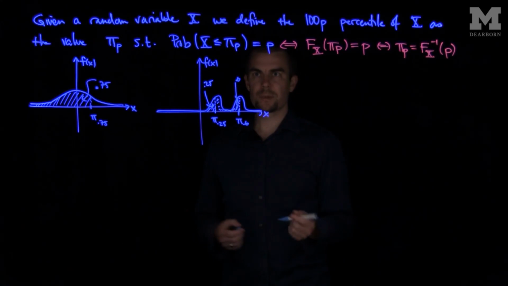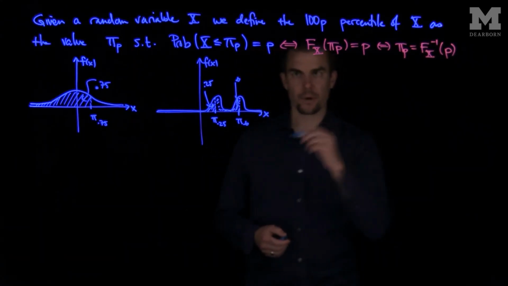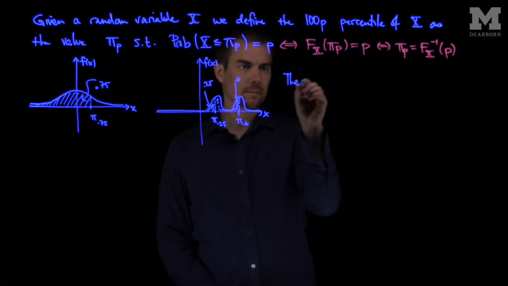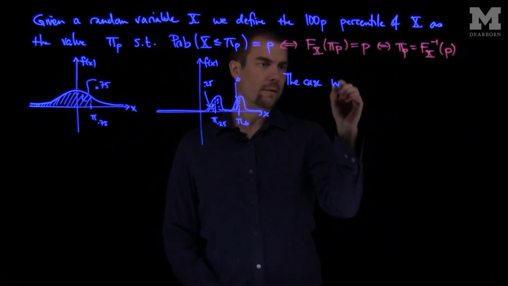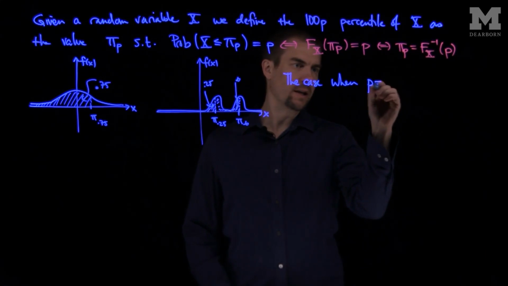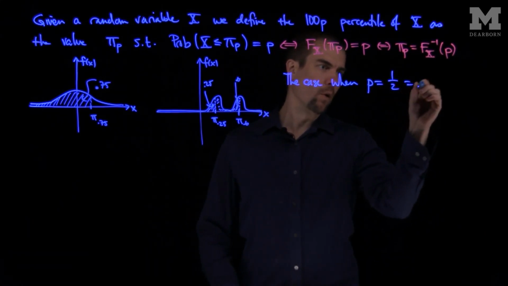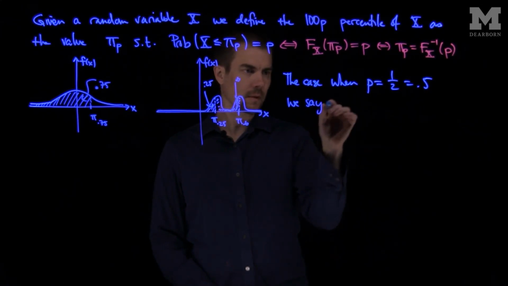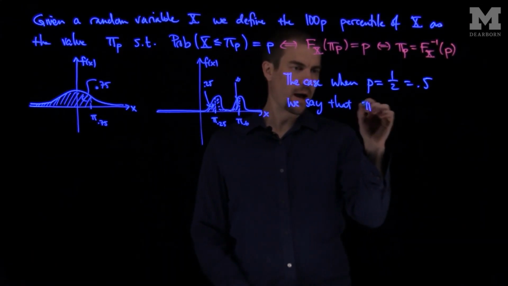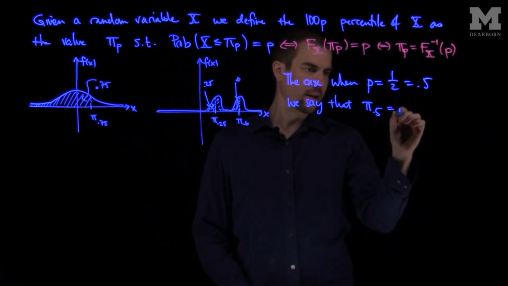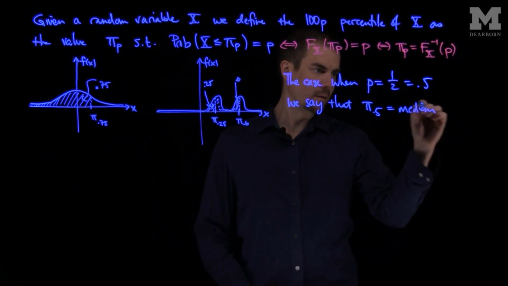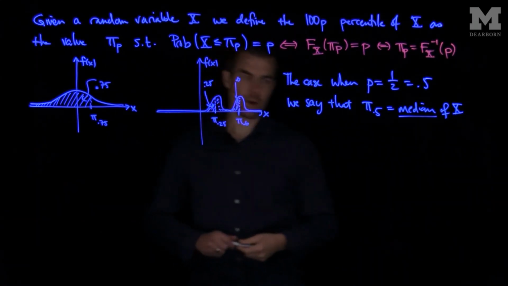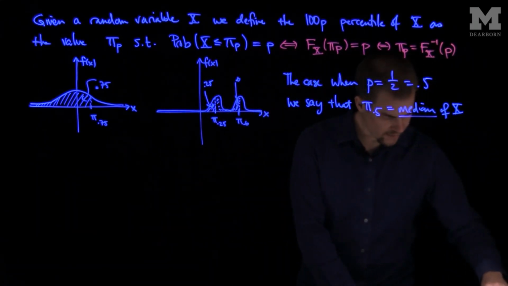And so now we want to see some examples of computing these percentiles. But before we do that, we'll make one particular case. In the case when p is equal to 1/2 or 0.5, we say that pi sub 0.5 is the median of the random variable x. That's the median value, the one that's halfway in between. So now let's see an example.